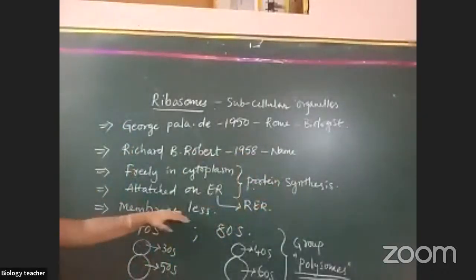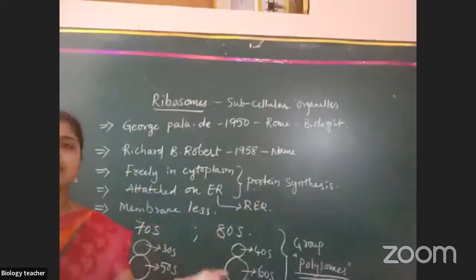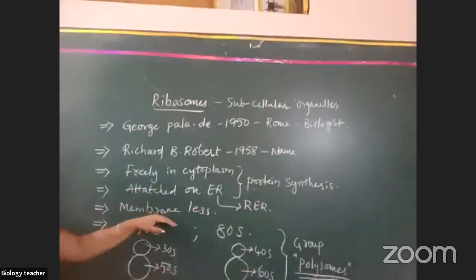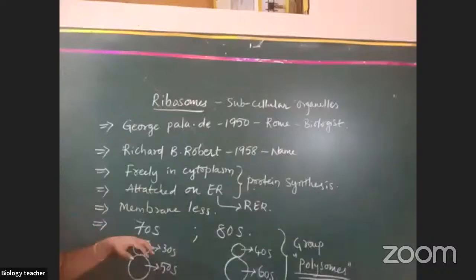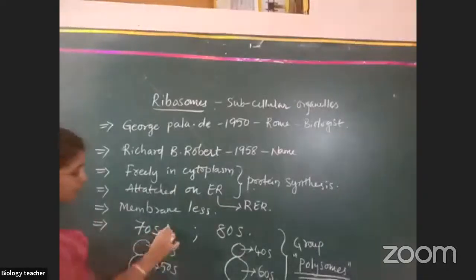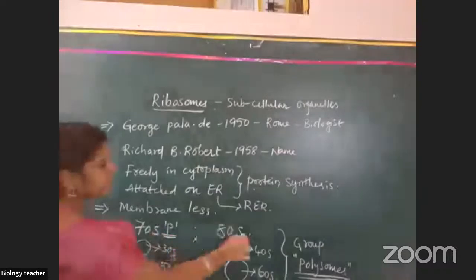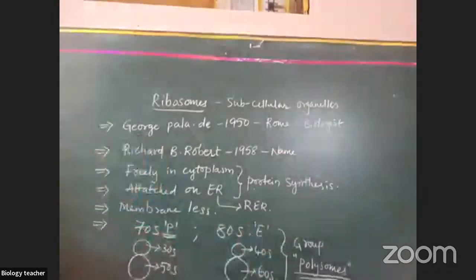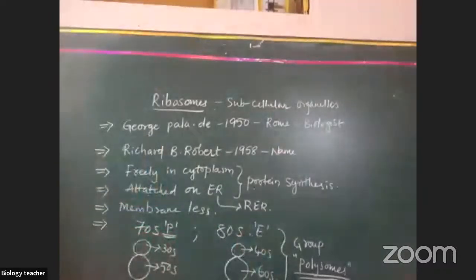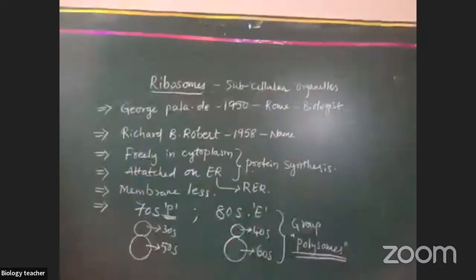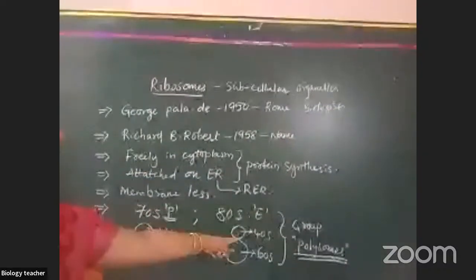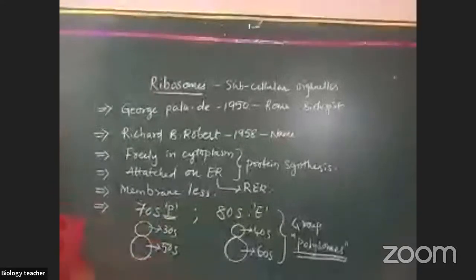They are membraneless, whether they are present in prokaryotes or eukaryotes. And we see two different types of ribosomes, 70S ribosomes and 80S ribosomes. 70S we see in prokaryotes, whereas 80S we see in eukaryotes. 70S is made from two subunits, 30S and 50S. And 80S forms from 40S and 60S.